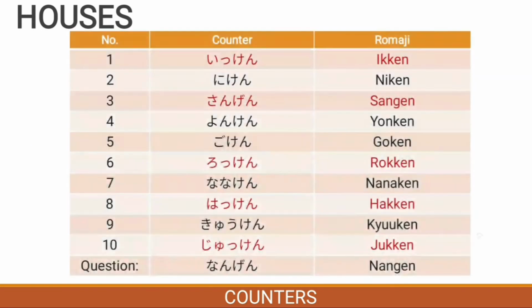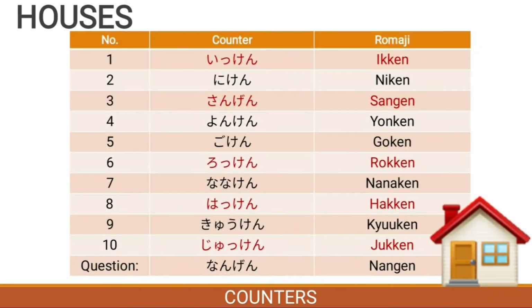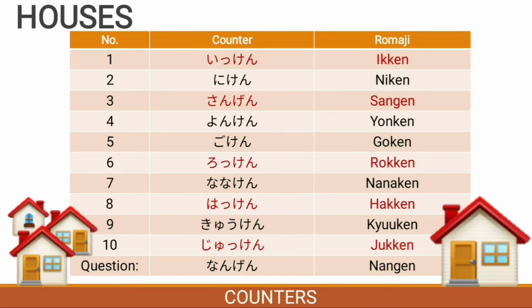Sige. Sa houses naman. Sa mga bahay. Okay. 1 is ikken. 2 is niken. 3 is sangen. 4 is yonken. 5 is goken. 6 is rokken, 7 is nanaken, 8 is hakken, 9 is kyuken, 10 is jukken. Ang interrogative natin is nangen.